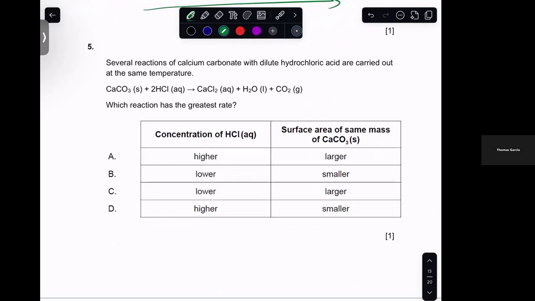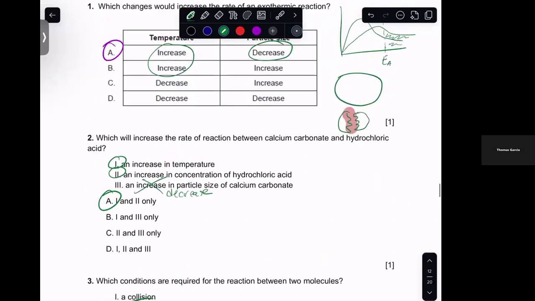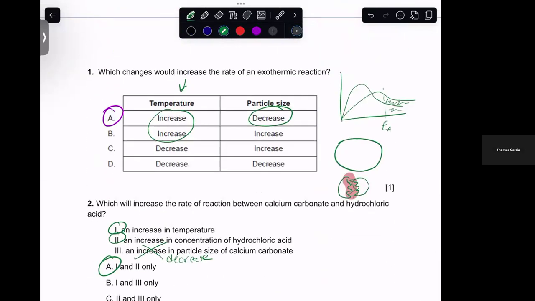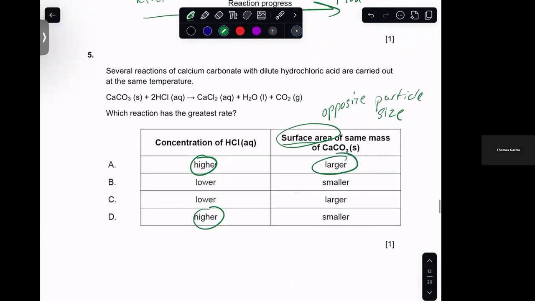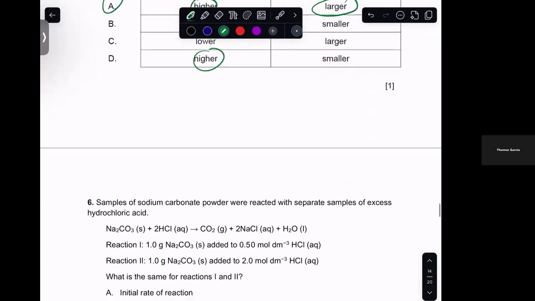Number five, several reactions of calcium carbonate with dilute hydrochloric acid are carried out at the same temperature. Which reaction has the greatest rate? So first off, we always want more particles. So higher and higher, either A or D. And now this is surface area. Surface area is kind of the opposite of particle size, kind of like what we said with an antacid tablet earlier, where a greater surface area is made by a smaller particle size. So we do want a lot of surface area. So we want large surface area. So once again, we have an answer that is going to be A for this one.